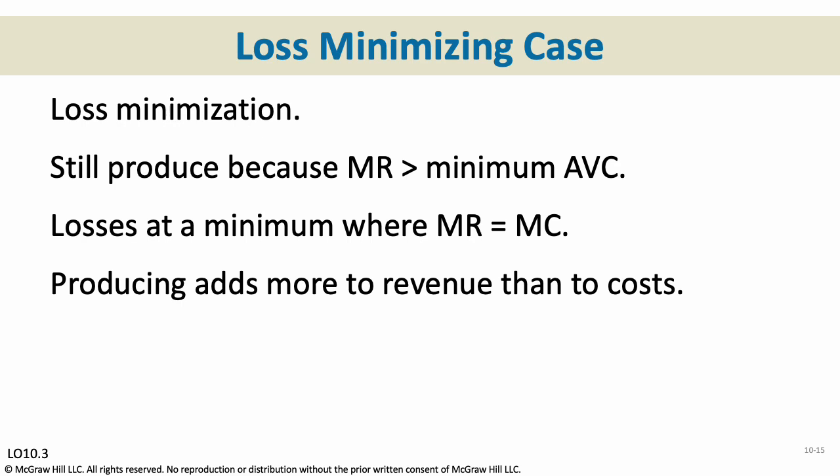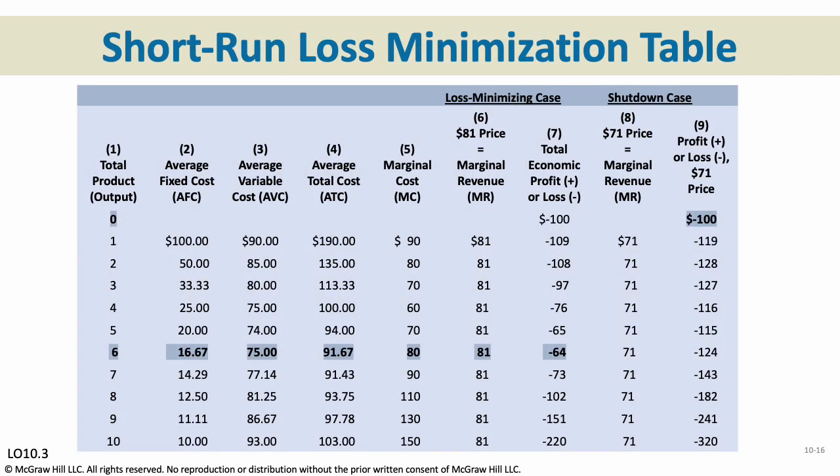So we'll still produce because marginal revenue is greater than minimum average variable cost, and losses are at a minimum when marginal revenue equals marginal cost. And producing adds more to revenue than to costs. So if we shut down, we are responsible for all of our fixed costs, and they might be very large. Whereas if we start producing, even though our costs are going to go up, we have variable ones as well, we might lose a lot less than if we stay shut down. And that's exactly what we're going to look at here.